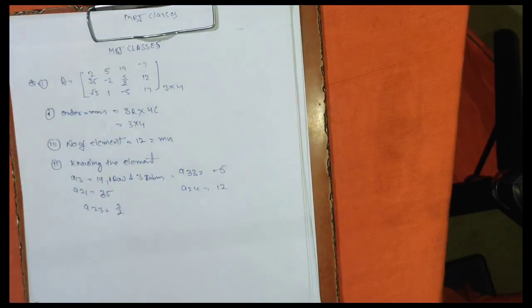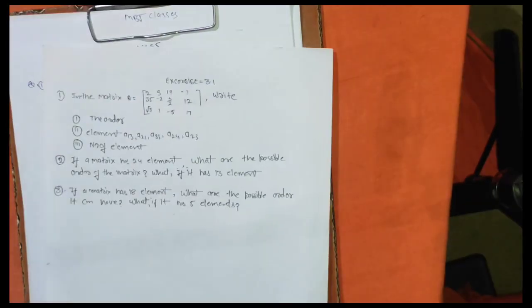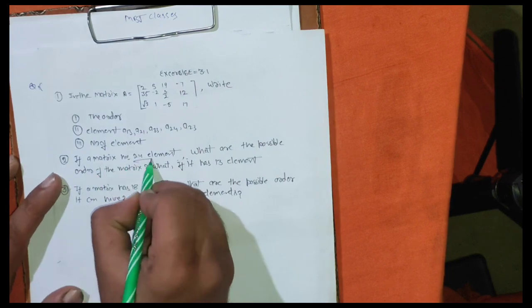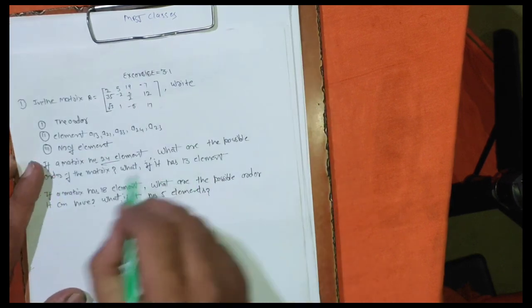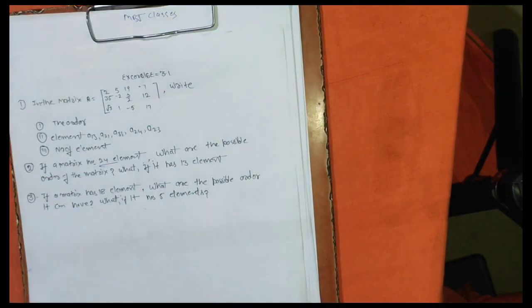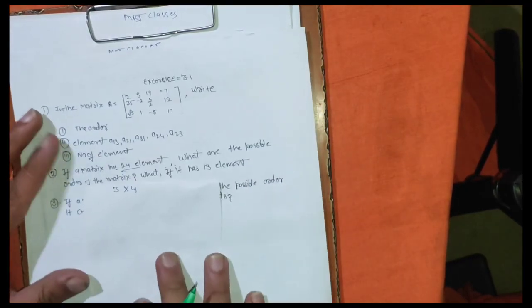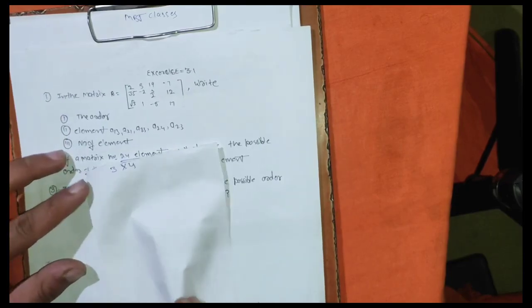Okay, the next question, question number 2: if a matrix has 24 elements, what are the possible orders of the matrix? What if it has 13 elements? Okay, again in the mini textbook. So, for example, if I say that, here we are.